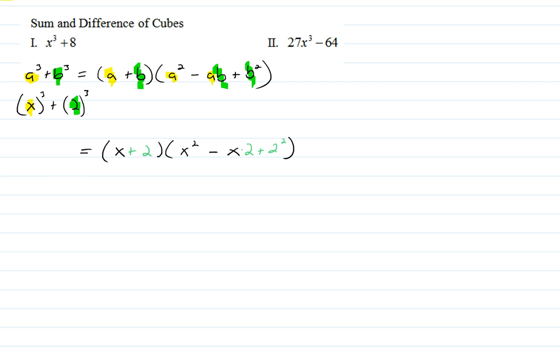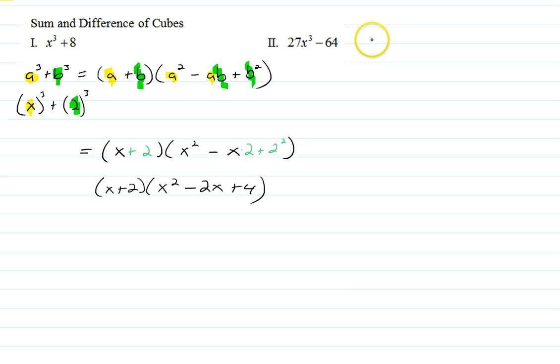So now we can clean that up a little bit. So x plus 2, x squared minus 2x plus 4. And you can actually do a quick check. x times x squared gives us x cubed. Positive 2 times positive 4 gives us a positive 8.